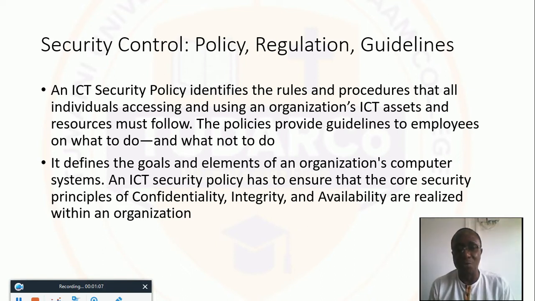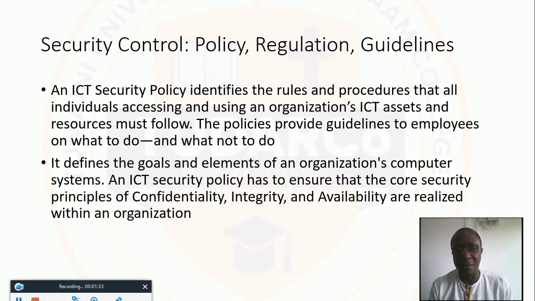Zinatupa kanuni na taratibu ya matumizi ya vifaa vya ICT vya tehama kiusalama. That is a basic principle of ICT security policies. Any organization having ICT systems must put an ICT security policy in place.